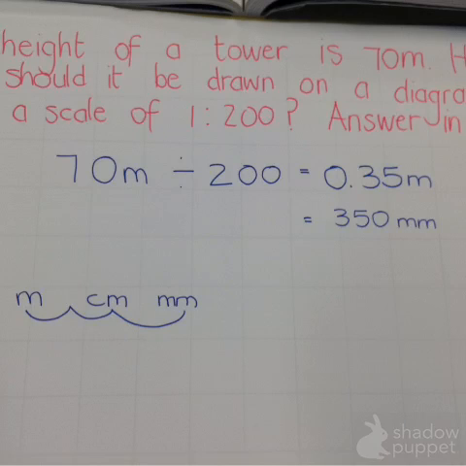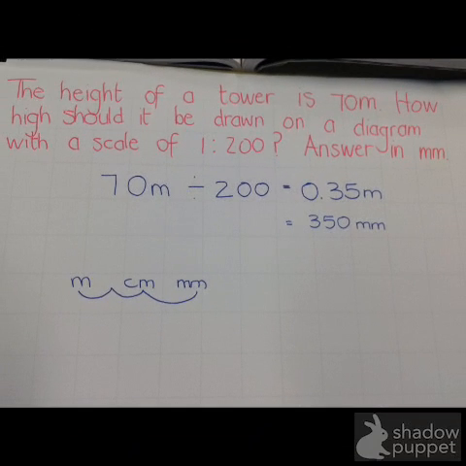Now we look at this question. It says, the height of a tower is 70 meters. How high should it be drawn on a diagram with a scale of 1:200? So we're doing a diagram, so we're dividing. We take our 70 meters and divide it by 200. Answer in millimeters. Our answer was first in meters, and we change it to millimeters. The big thing to look at here is that because they said it's a diagram, we divide.